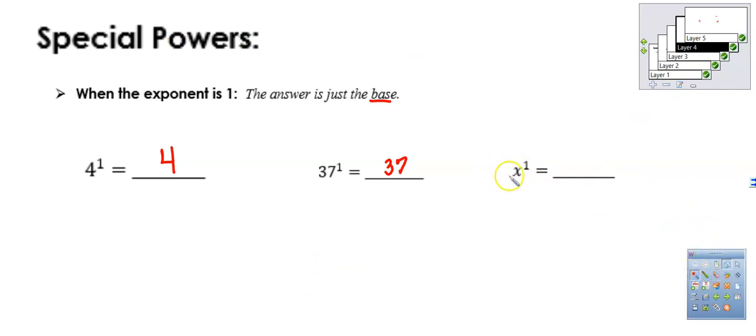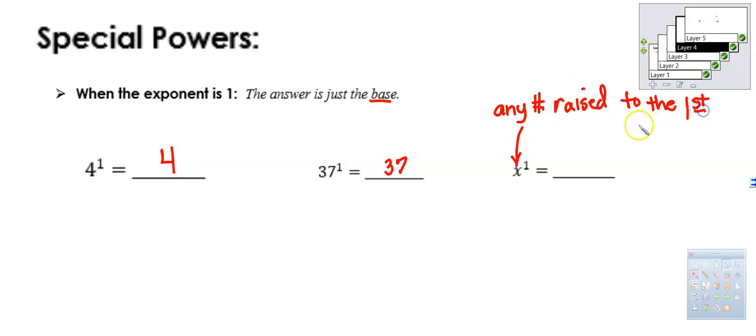When we have a variable in a problem, this number we can read as any number we plug in. A variable is given to you so that you can replace it with any number. It varies, it changes. So any number we put in there, any number raised to the 1st power. That's how we read that. So let's just say that I tell you what that number is. It's 2. That would be 2 to the 1st power.